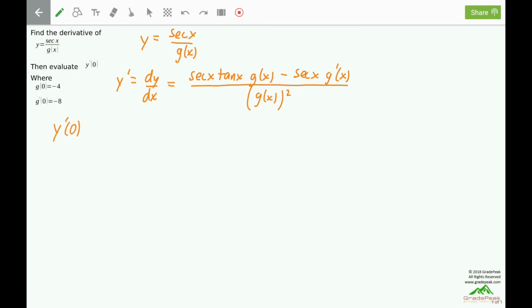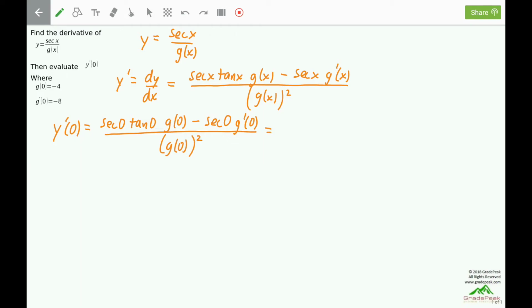Y prime of 0 will be secant of 0, tangent of 0, g of 0, minus secant of 0, g prime of 0, and that entire thing divided by g of 0 squared.